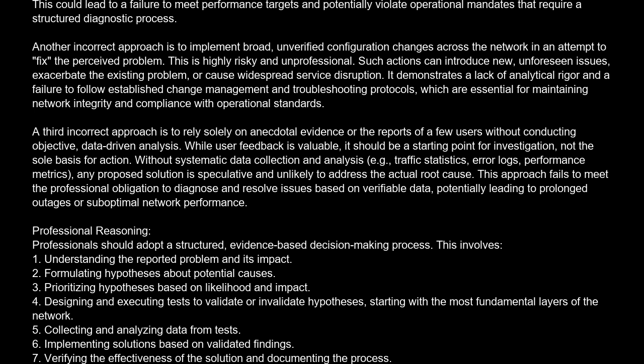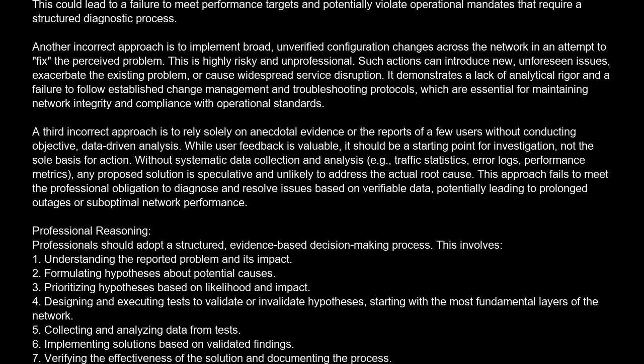While user feedback is valuable, it should be a starting point for investigation, not the sole basis for action. Without systematic data collection and analysis, e.g., traffic statistics, error logs, performance metrics, any proposed solution is speculative and unlikely to address the actual root cause. This approach fails to meet the professional obligation to diagnose and resolve issues based on verifiable data, potentially leading to prolonged outages or suboptimal network performance.